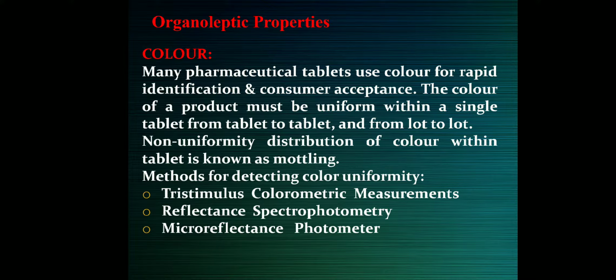Non-uniform distribution of color within tablet is known as mottling. Methods for detecting color uniformity are tri-stimulus colorimetric measurements, reflectance spectrophotometry, and microreflectance photometer measurements.